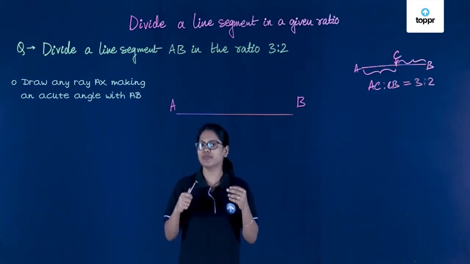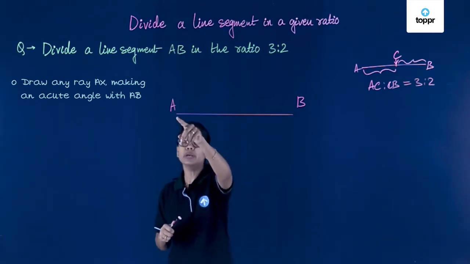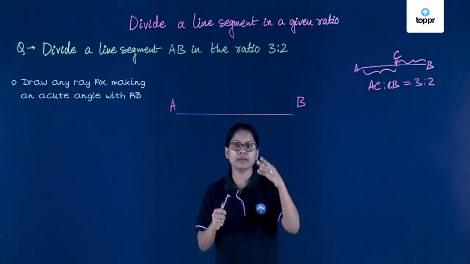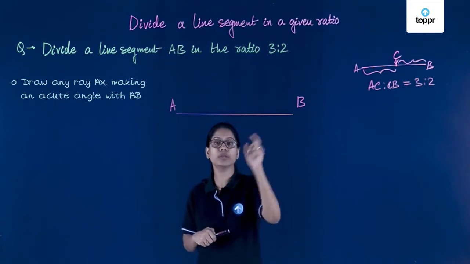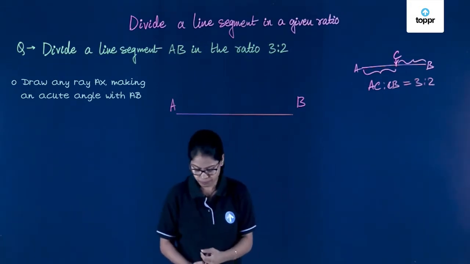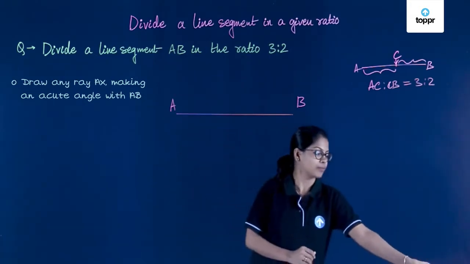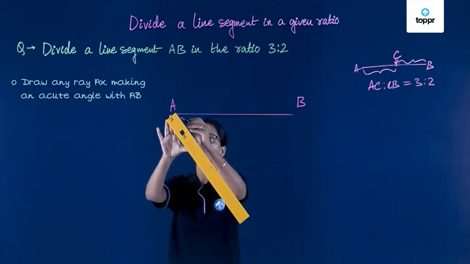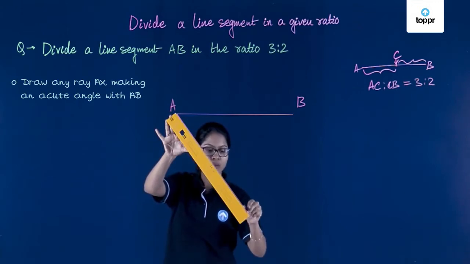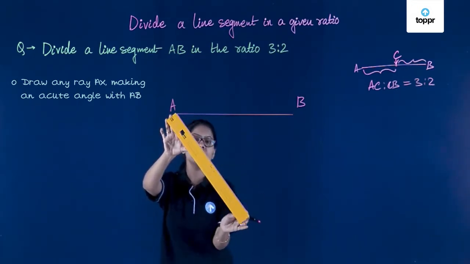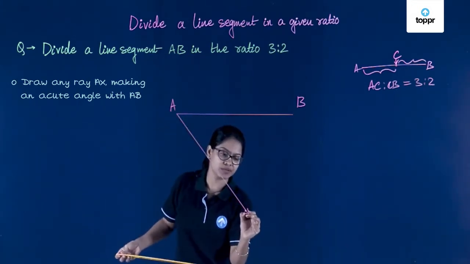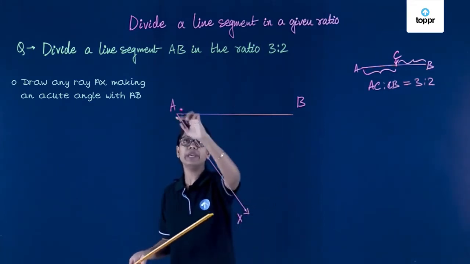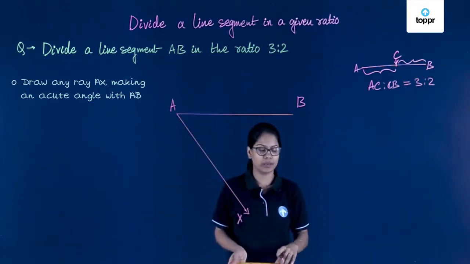So what we'll do is we'll first start by drawing a ray AX such that it makes an acute angle with the given line segment AB. So here's a ray AX, and the only thing we need to be careful about is that the angle it makes, if this is X, then the angle BAX must be an acute angle.